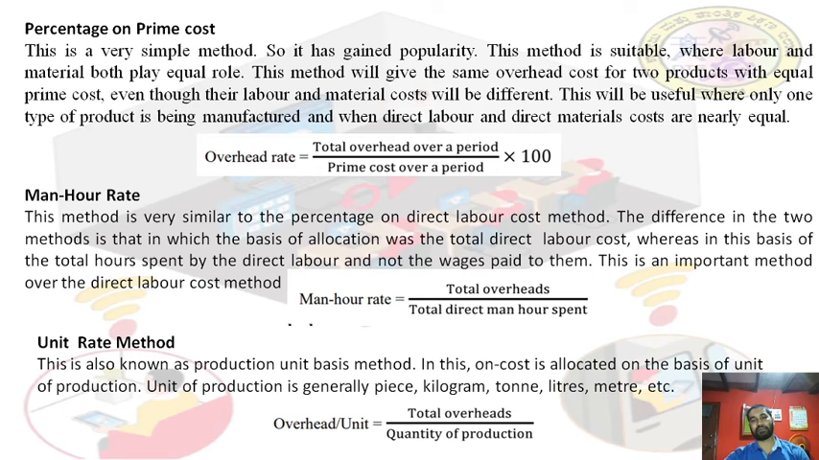So these things you will come to know during solution of problems. So don't worry about these things. When you are solving the problems, you come to know how easy it is. Now, explaining these things, you feel it is a little difficult, but during the solution of problems, it is very easy. This method is also known as production unit basis method. So in this, on cost is allocated on the basis of unit of production. The unit of production may be per piece or per kilogram, per ton, per liter, per meter, etc.